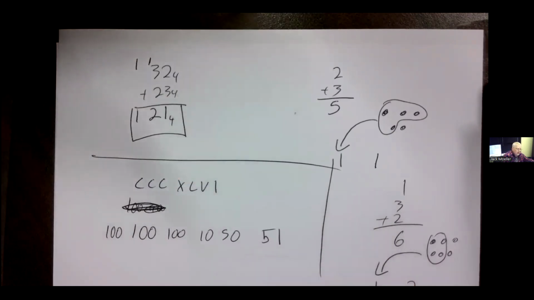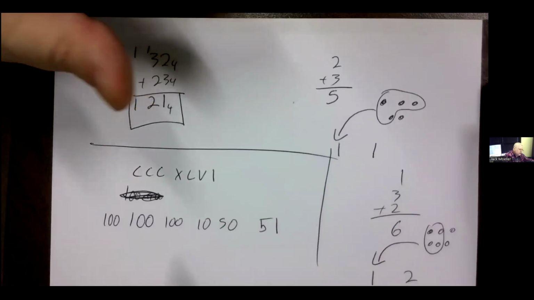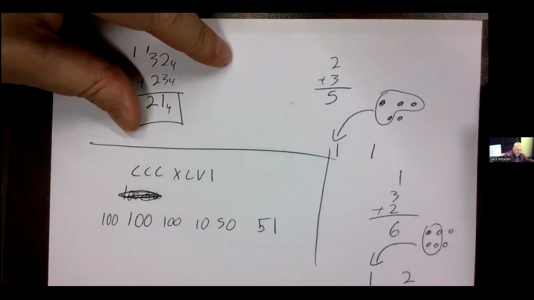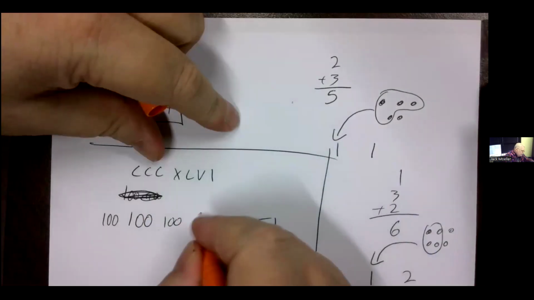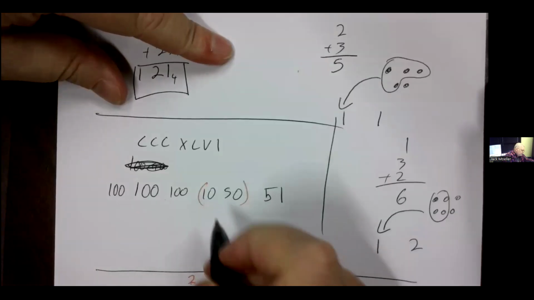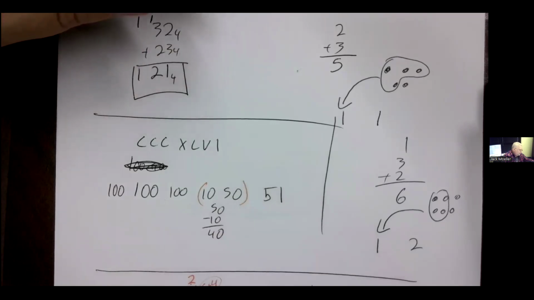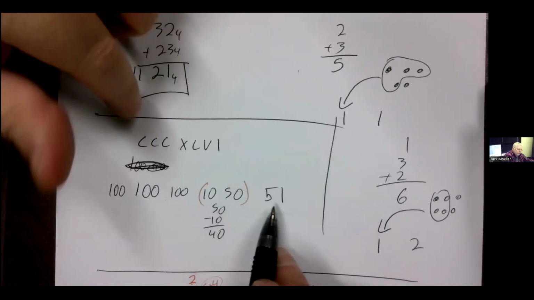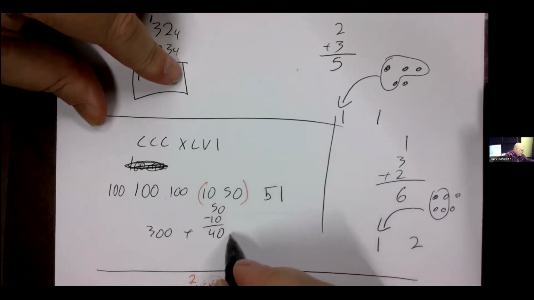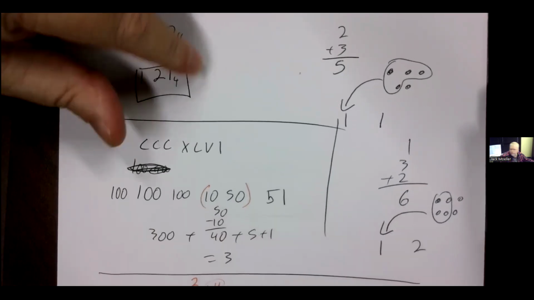The first thing I do after I translate them all is ask, is there any subtraction? For subtraction, does any pair increase in value? We're good until right here. When you have a subtraction, put parentheses around it, because those two are the only ones we're going to subtract. So that 10, 50 means 50 minus 10, which is 40. There is no other place where it increases, so this is all addition. So that would be 300 plus 40 plus 6.